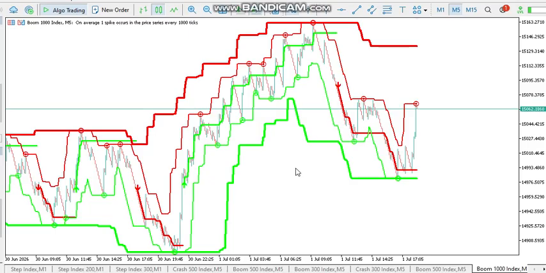So someone requested me to make a video of this particular indicator on Boom 1000 5-minute time frames. As you can see now, we have our indicator set up with it. This is a combination of two indicators together, and it's so perfect and accurate, guys. This is what you need as a beginner in trading Boom and Crash index. And also, if you are trading Step Index, this same strategy works on Step Index.